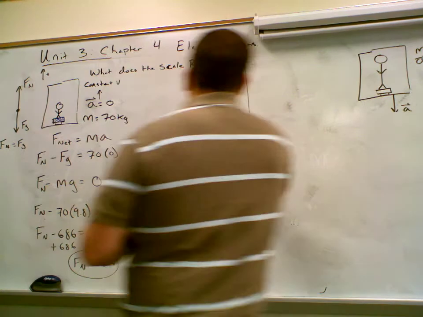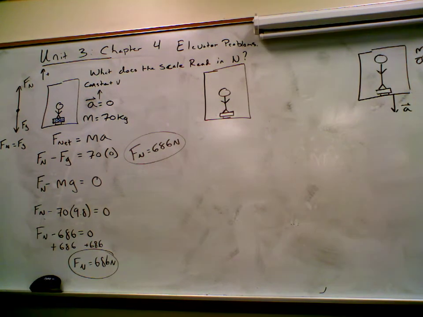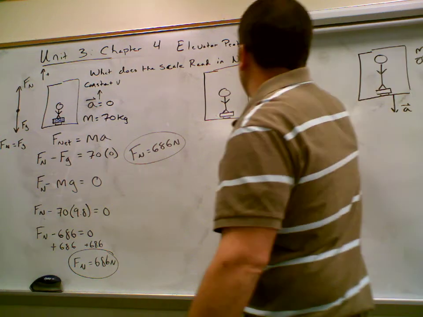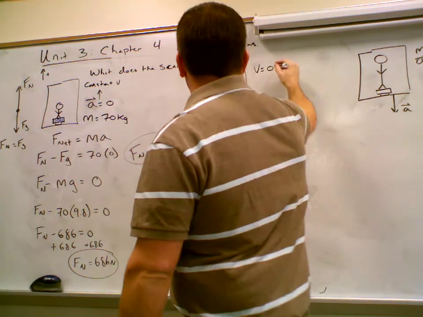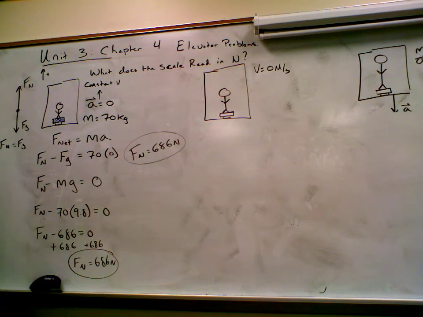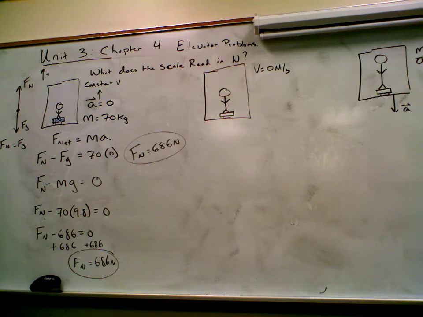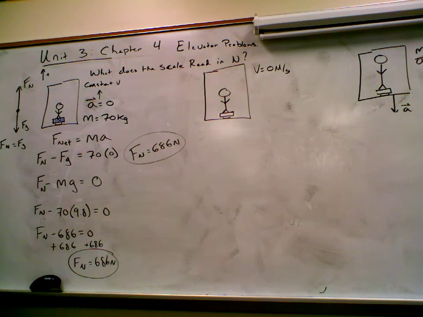Next situation. The elevator arrives at the destination and stops. So velocity is zero. Okay. What does the scale read? Start by drawing a free body diagram and then figure out what the scale is going to read. Take a moment, draw a free body diagram. Once you draw that, we'll draw one together, and then we'll go from there. Velocity is zero. The elevator has stopped.